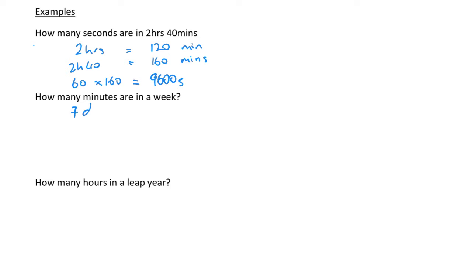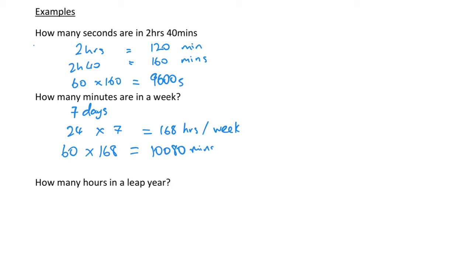How many minutes in a week? Well, there are 7 days in a week. There are 24 hours in a day. So if we multiply 24 by 7, that will tell us the number of hours in a week. And that's 168 hours in a week. There are 60 minutes in an hour. So if we multiply 60 by the number of hours in the week, so by 168, that will work out the number of minutes in a week, which is 10,080 minutes per week.